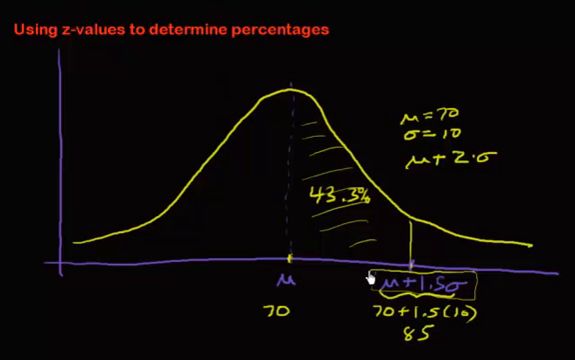Now, the thing that I want to get across is it really doesn't matter what these numbers are. All that matters when we're dealing with normal curves and the percentages is just the z-value. That's all I need. So here's one example. Let's move on to another one.